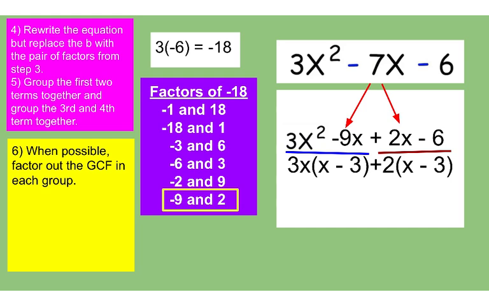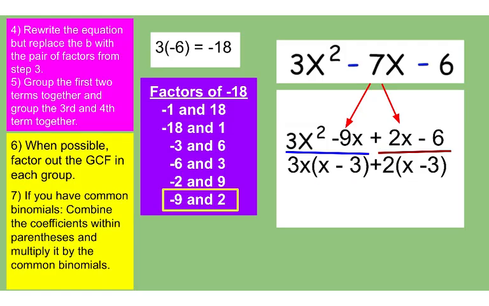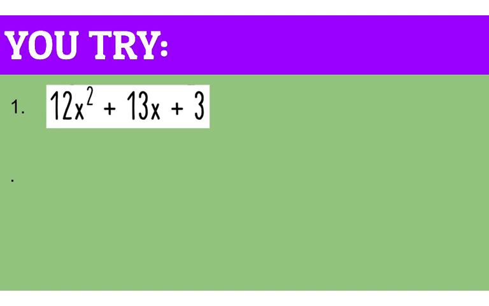Now I'm down to my last step. I have the same binomials, and I'm just going to bring my coefficients together for 3x plus 2, and then I'm going to keep my shared binomial of x minus 3. And that's it. So now it's time for you to try.